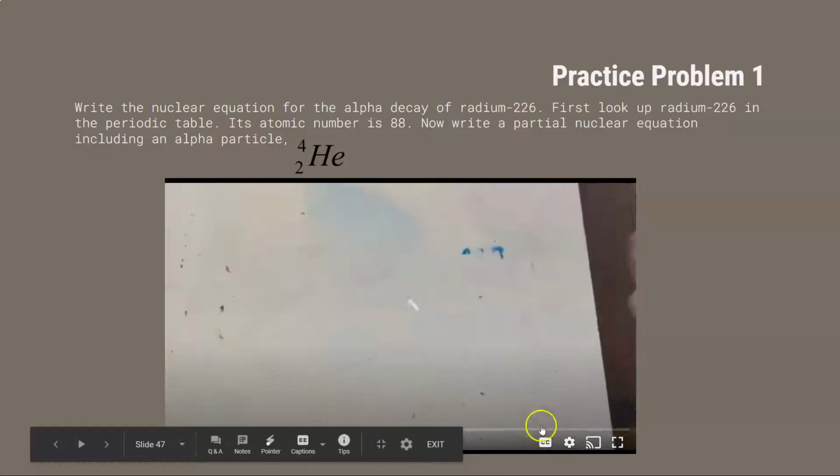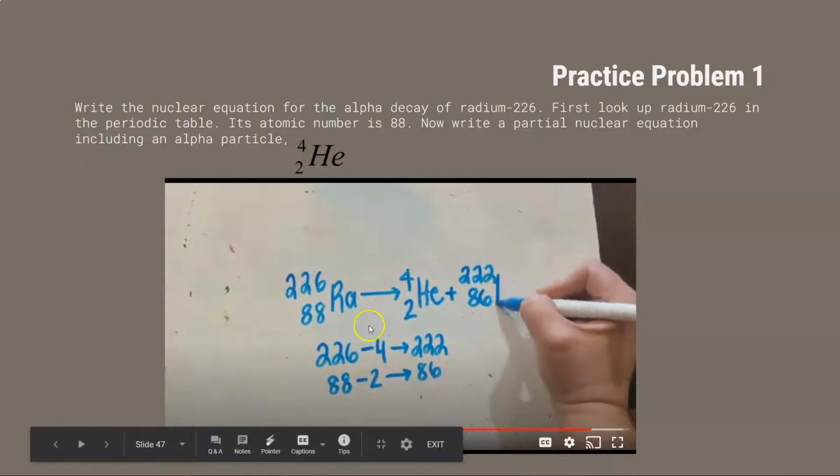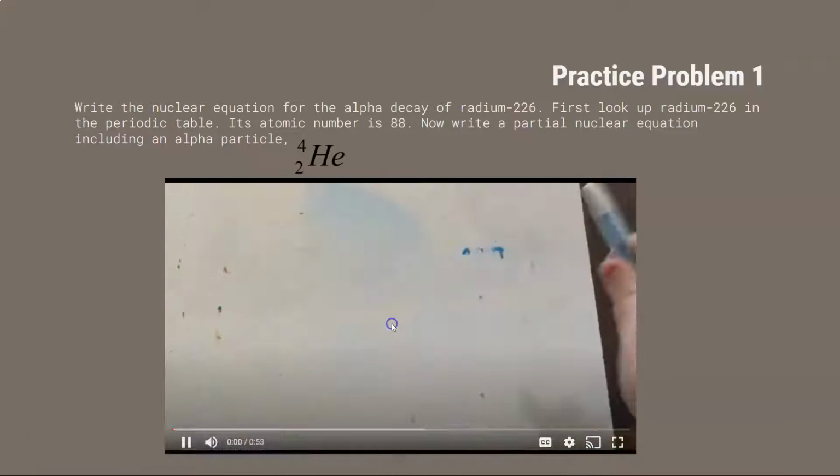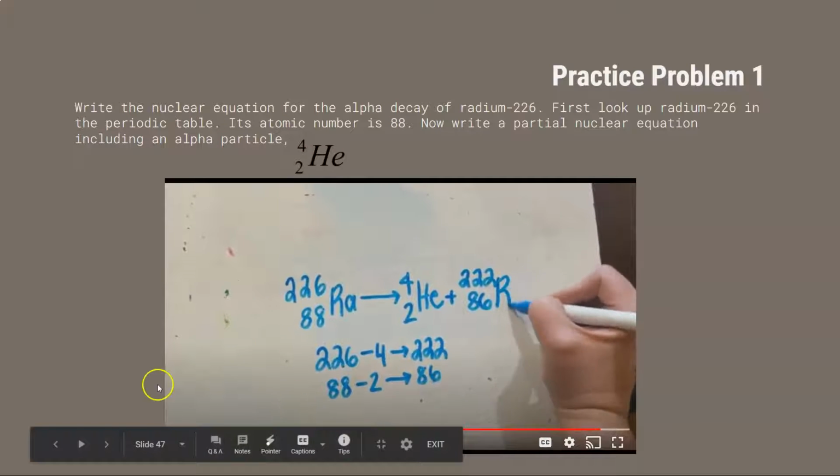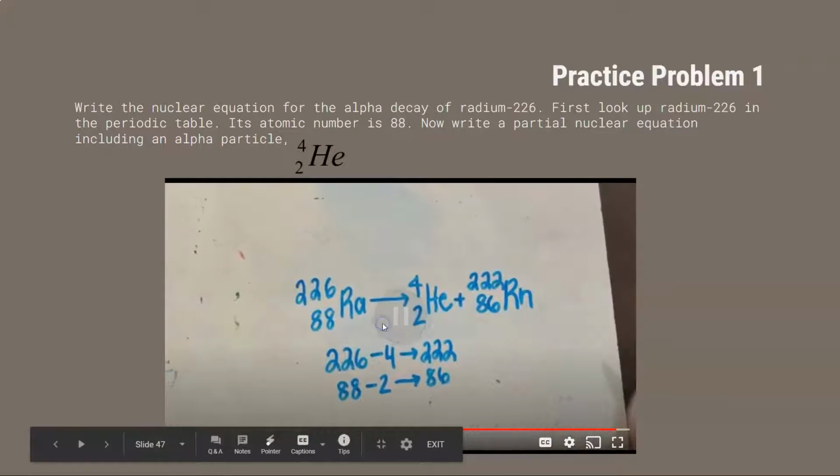Okay, so I'll just show you the end of that again. Here's my alpha decay, showing you how I got to my new element of radon.